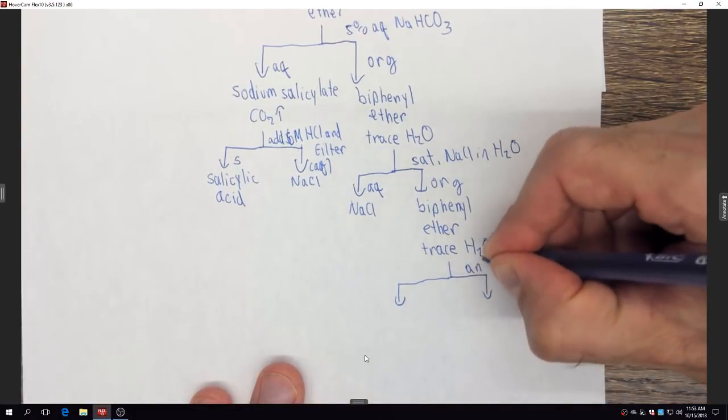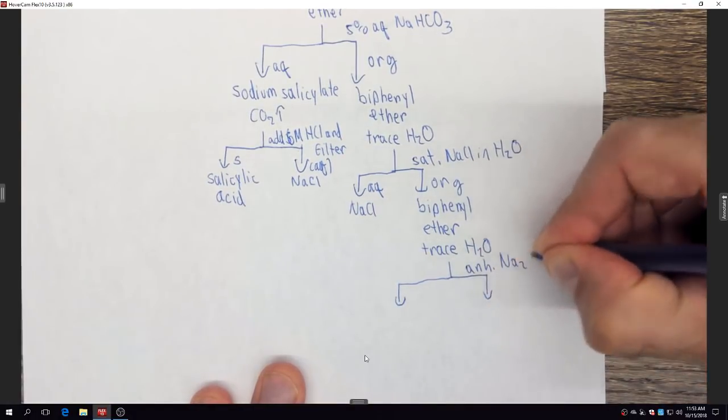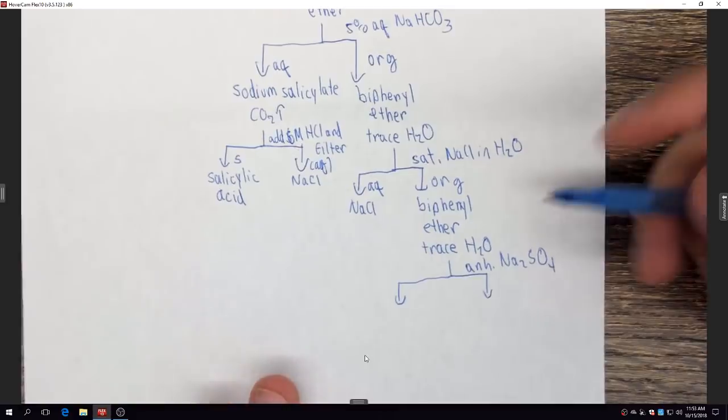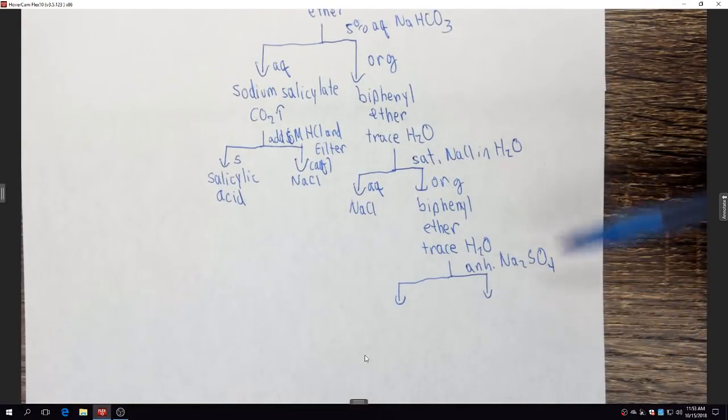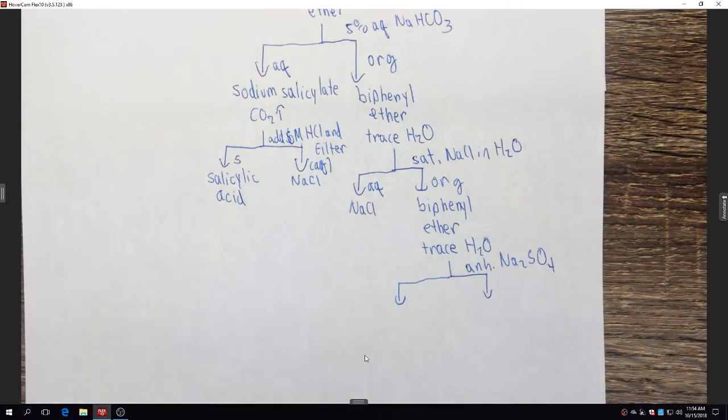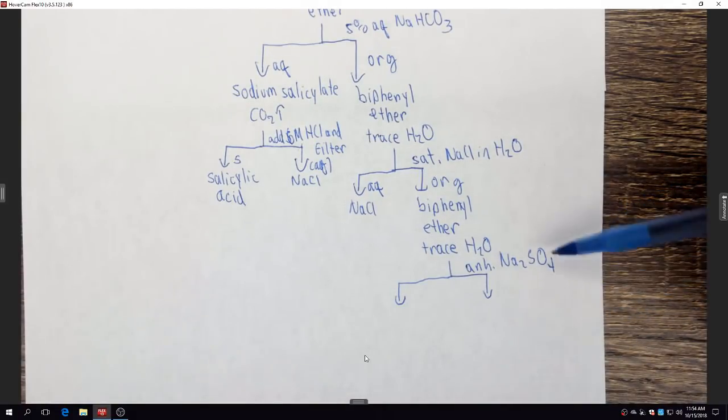Anhydrous sodium sulfate. Okay, so you're just going to add a spatula tip full of anhydrous sodium sulfate. One mistake that people commonly make is they add way too much of this. If you add way too much of this, what will happen is your ether and your sodium sulfate will all kind of be one mess, and it's very difficult to get your ether off, and you end up losing a bunch of your product.